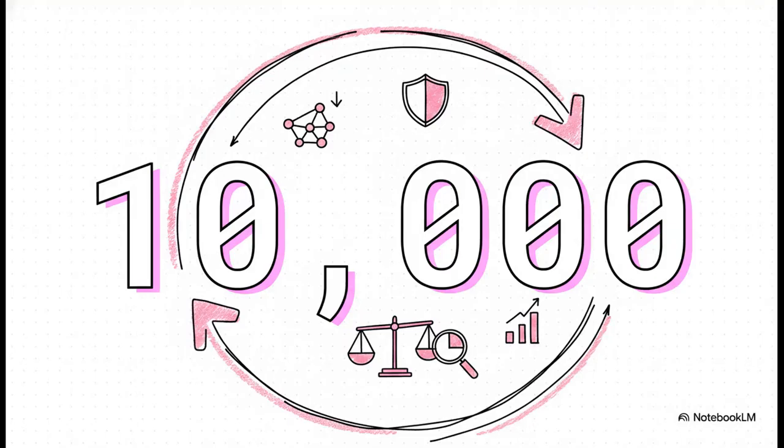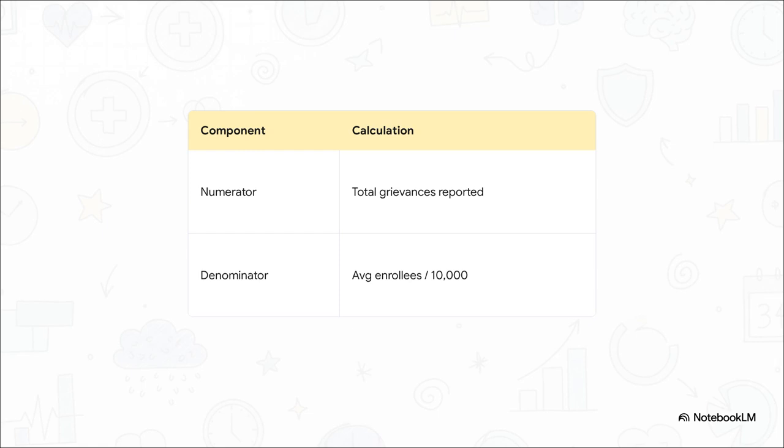10,000. Keep this baseline number in your head. Unlike the previous metrics, which gave us clean percentages, the grievance rate is normalized. You do not present this as a simple percentage of your user base. Instead, it must be calculated and reported as a rate per 10,000 enrollees. Looking at the calculation, your numerator is simply the total number of grievances reported during the period. Your denominator is where that 10,000 comes into play. You take your monthly average enrollees and divide it by 10,000. And to be perfectly precise, monthly average enrollees isn't just a guess. It's calculated by taking the total number of member months, meaning one member enrolled for 1 month equals 1 member month, and dividing that total by 12.